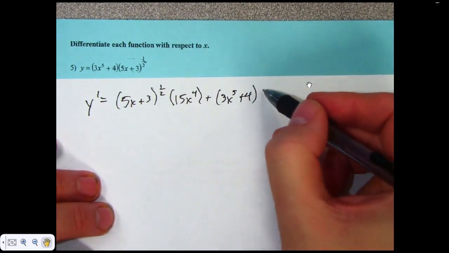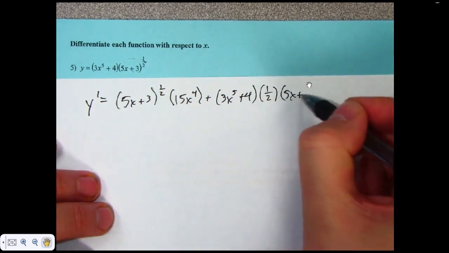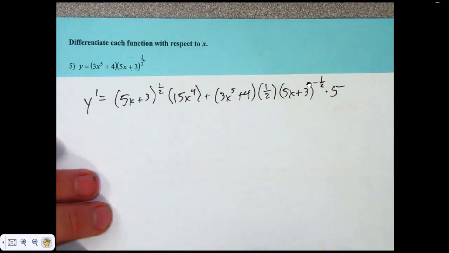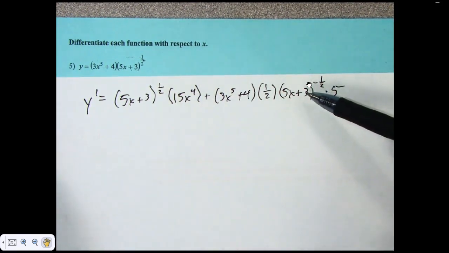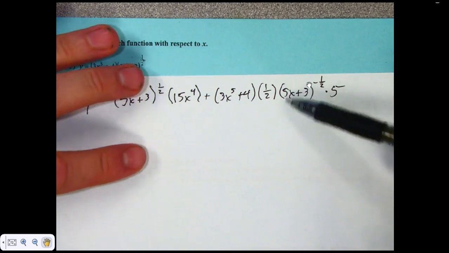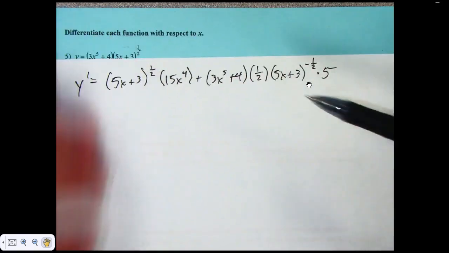Well, now I need chain rule. So I'm bringing down the 1/2. I'm leaving the 5x plus 3 alone. I'm reducing the power by 1 and multiplying by the derivative of the inside, which is just 5. Well, now I have a negative exponent. I'm not allowed to have negative exponents, so I'm going to bring that down to the bottom. And that's going to get a situation where I'm going to have one fraction and one other thing, which is basically a fraction, but I'm going to need to combine those.